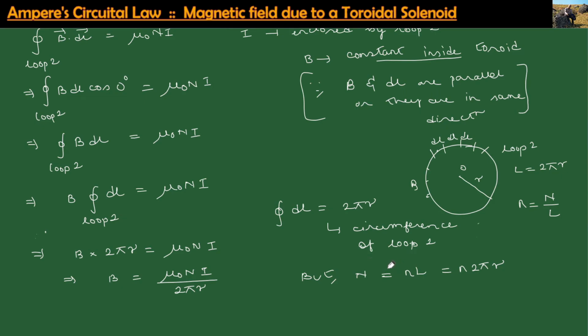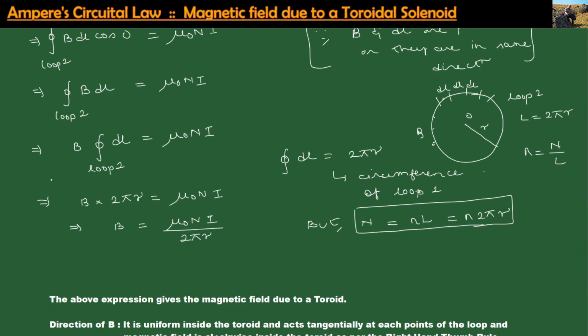So from here, this will be n into twice pi r. We can rewrite, substituting that value of capital N. So B will be equal to mu naught, using this value of capital N, small n, twice pi r, then you have I, and over here also you have 1 divided by twice pi r.